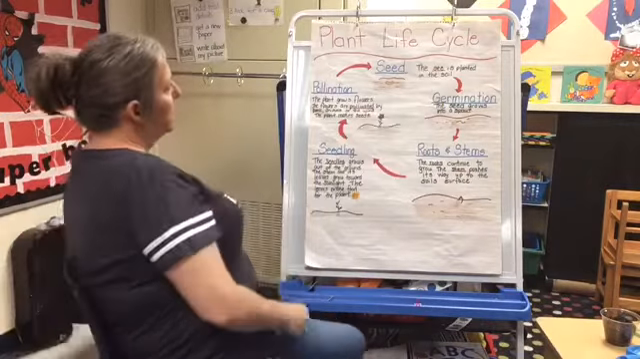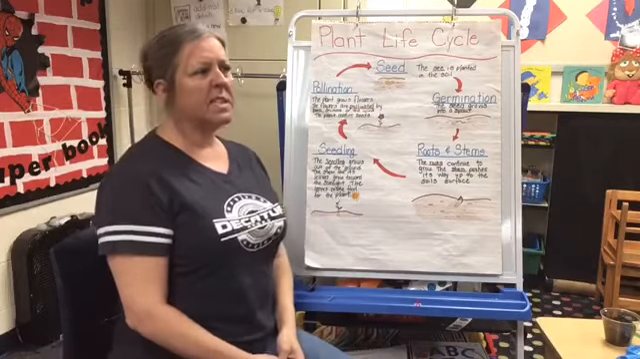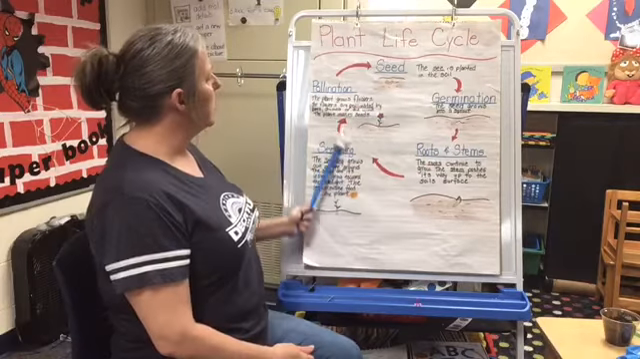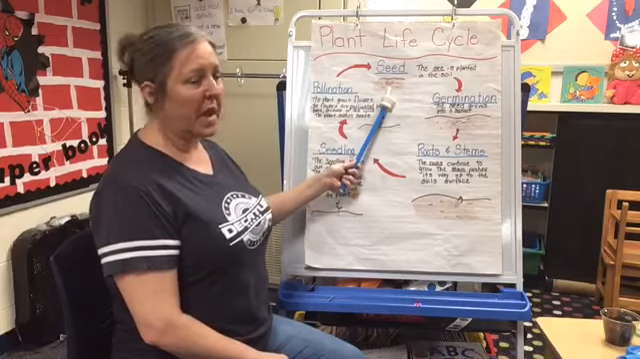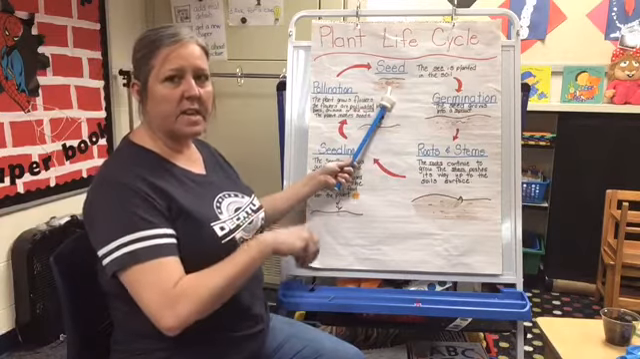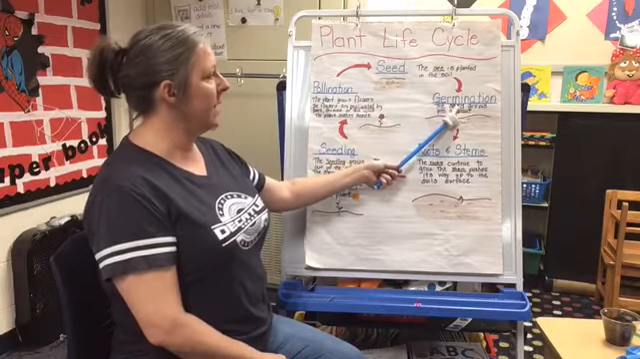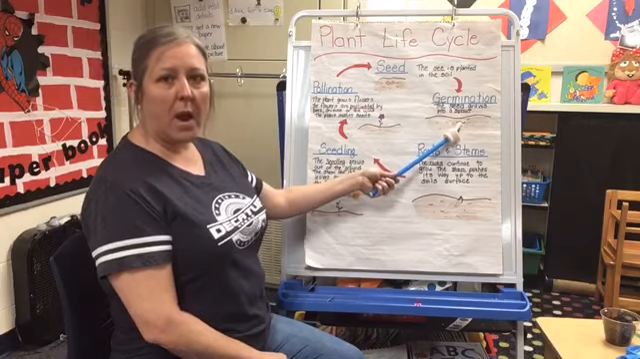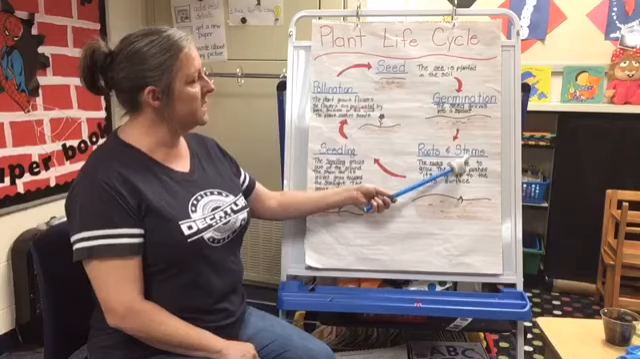So here is my chart called the plant's life cycle, meaning this is how it goes. See my arrows? It goes in like a circle. The first thing we start with is that seed. We have to plant that seed down in the dirt. Next is called germination. This is where the seed starts to grow a sprout. The next step is the roots and stems.